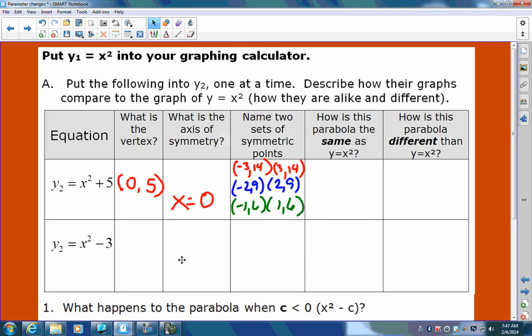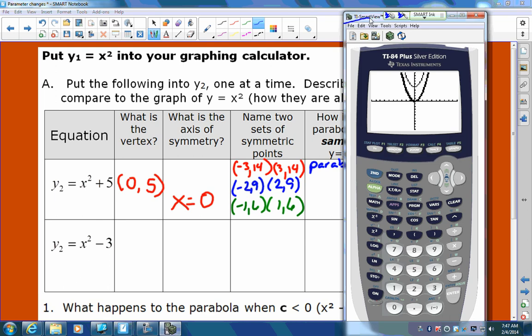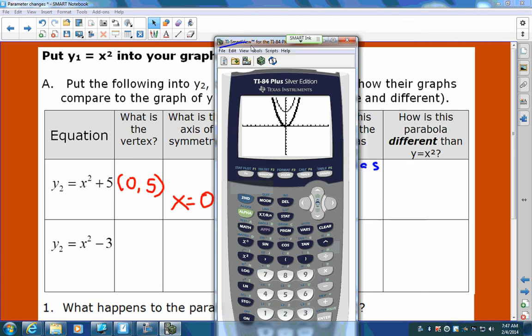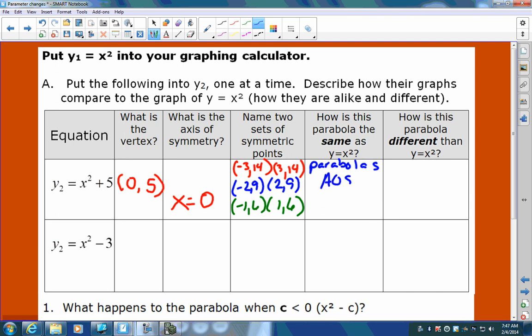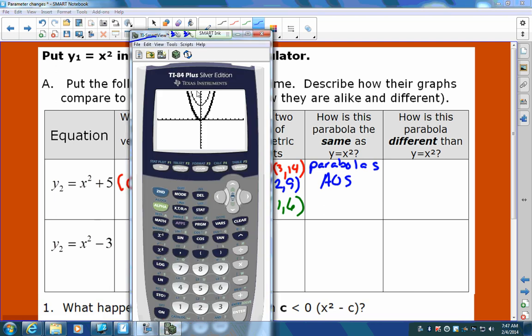All right, first thing I know they make the same is that they both are parabolas. They both make those curves. What else is the same between these two? They have the same what? Don't they have the same AOS? The axis of symmetry. They have the same AOS because both of those parabolas can be folded in half on the y-axis where x equals 0.